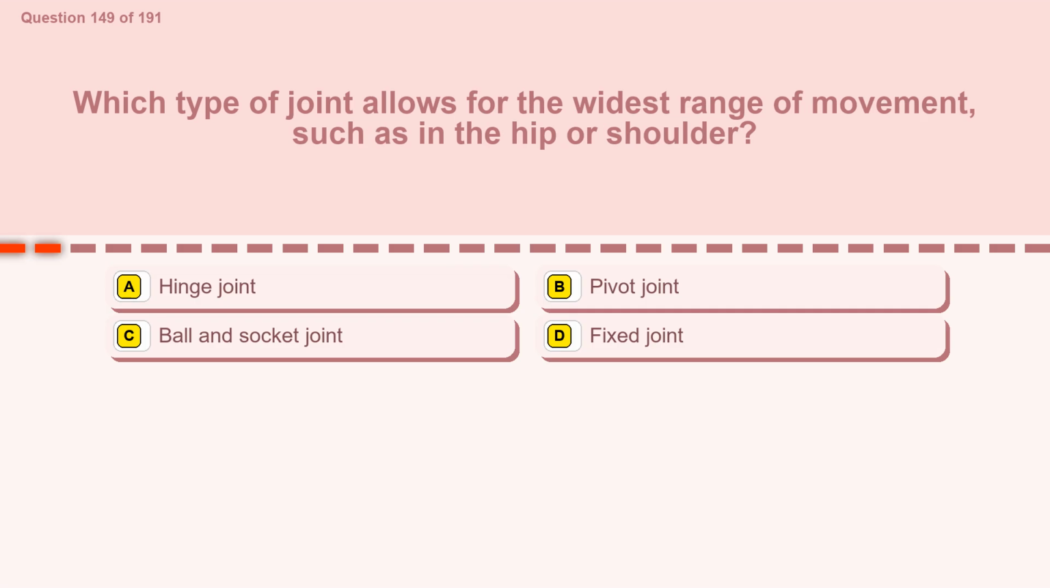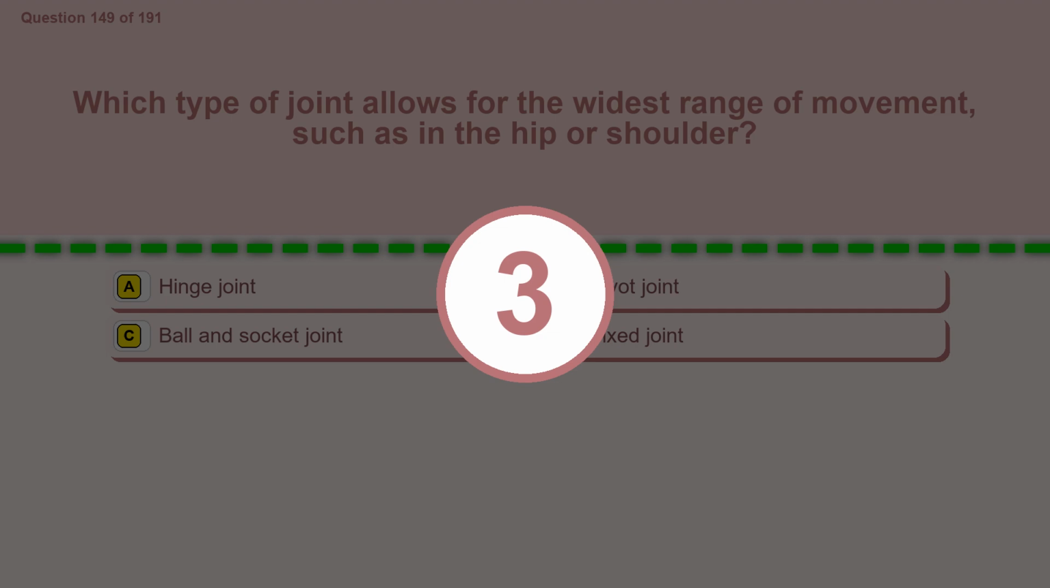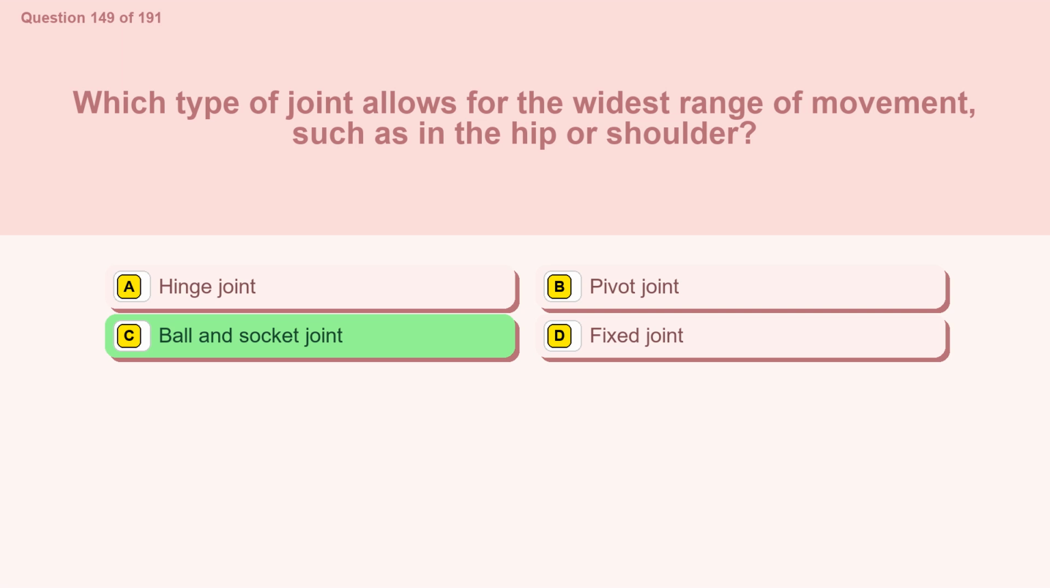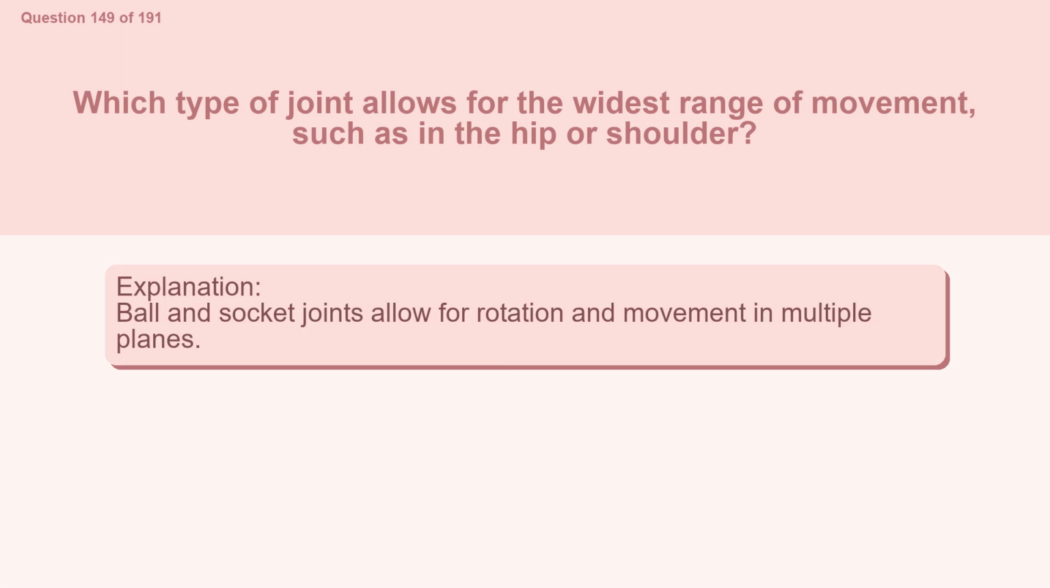Question 149. Which type of joint allows for the widest range of movement, such as in the hip or shoulder? Option A, hinge joint. Option B, pivot joint. Option C, ball and socket joint. Option D, fixed joint. The correct answer is option C, ball and socket joint. Ball and socket joints allow for rotation and movement in multiple planes.